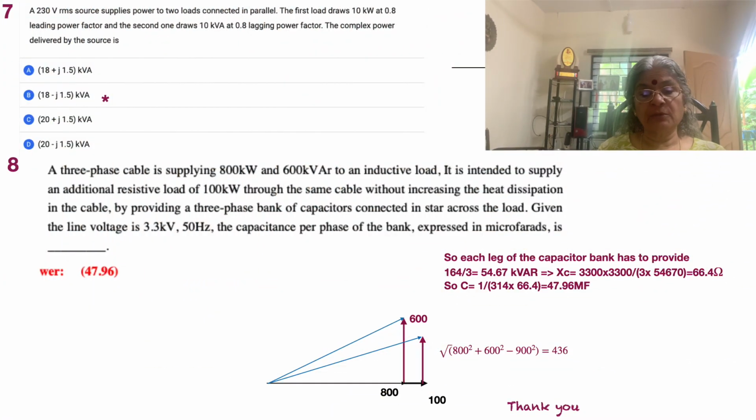So this is a very easy problem, but there are two steps to it. First and foremost, we must understand that since the cable must not be overheated, and the voltage is constant, the current has to be maintained constant. So you don't go for active power or reactive power, you just think in terms of the apparent power. Apparent power tells us that you have to maintain the root of 800 square plus 600 square, that's equal to 1000. So 1000 kVA has to be maintained.